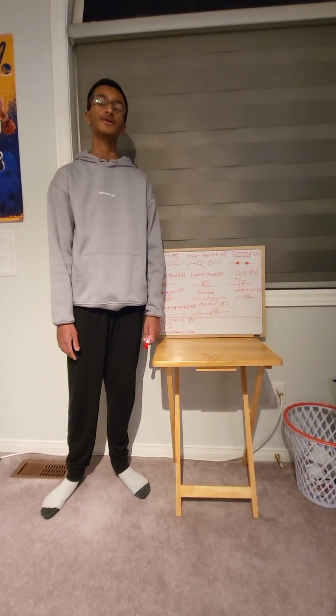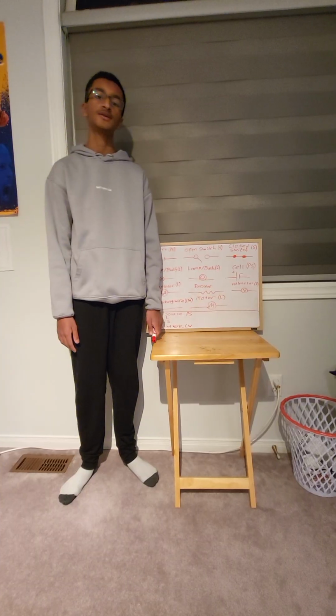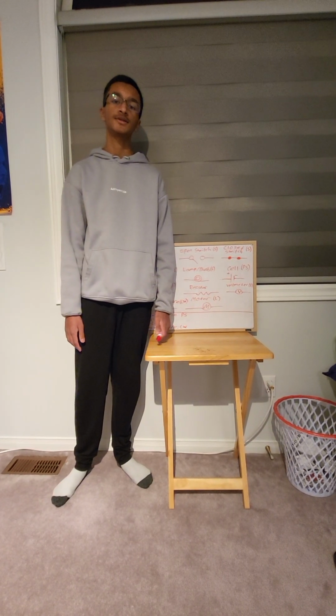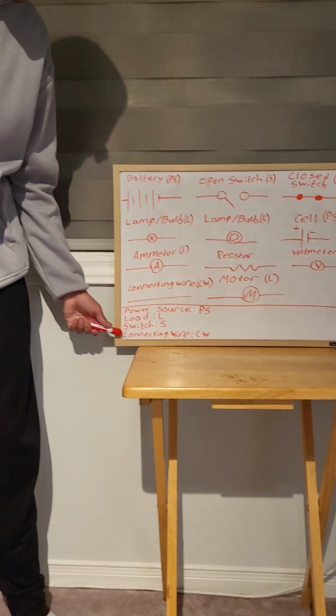Today I'll be telling you about current electricity and circuit diagrams. Current electricity is the flow or movement of electrons through a conductor. It flows through a controlled path called an electric circuit. There are four main parts of a circuit: power source, load, switch, connecting wire.